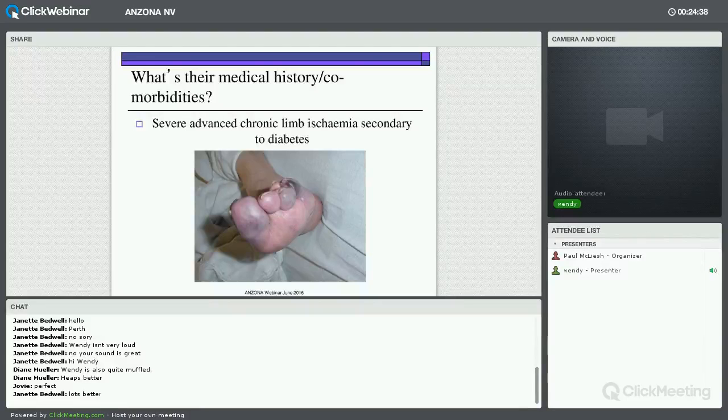Before we even start, we also need to know their medical history and what comorbidities we need to take into consideration as part of our assessment. This is a really good example of what we're talking about here: chronic limb ischemia secondary to someone with diabetes. Again, that's another really good reason to assess the affected as well as the unaffected side and get that baseline before we start.